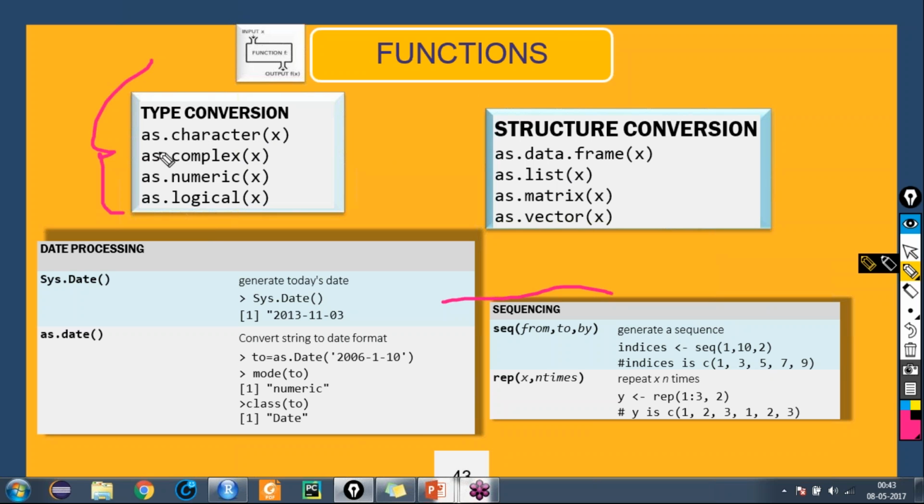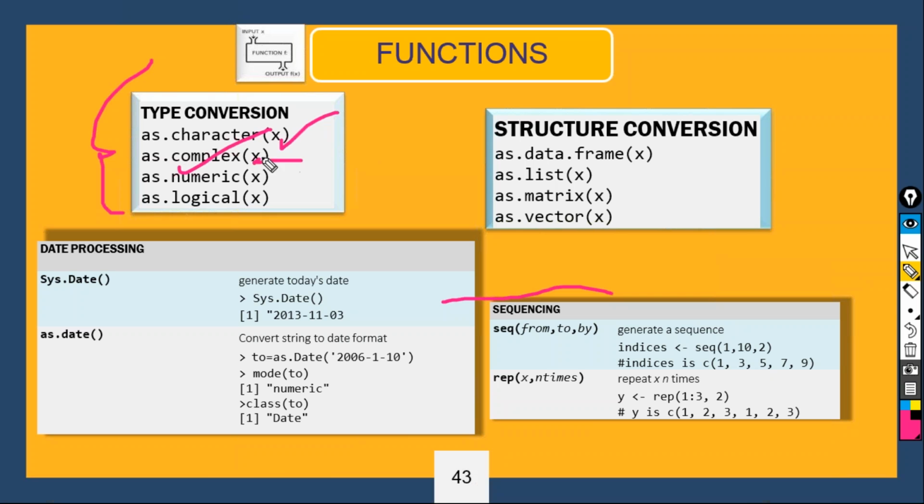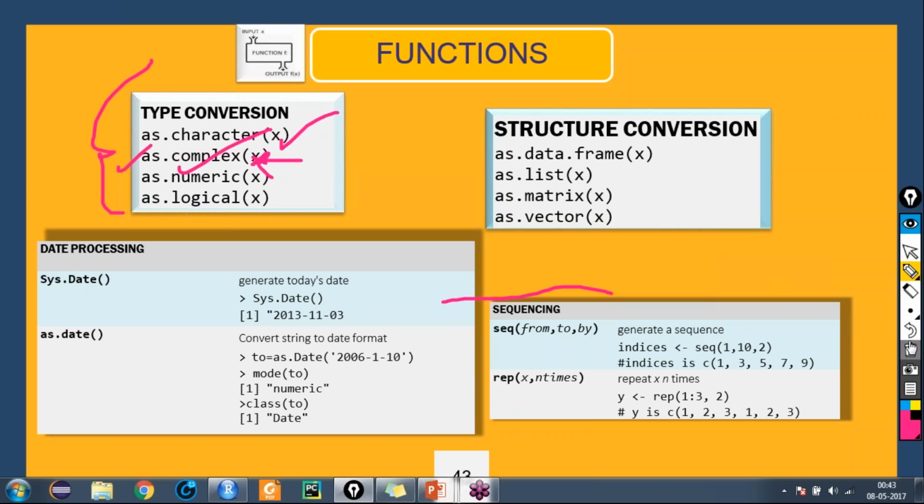Okay, so as.character(x) will convert into character type whatever type it was earlier, maybe numeric, complex, or logical. as.complex will convert it to complex, which is not very useful and not used by us, but you should have knowledge of it. And then as.numeric is very, very useful. You have to convert many characters. Character type is also very useful. You want to convert any type to numeric type.